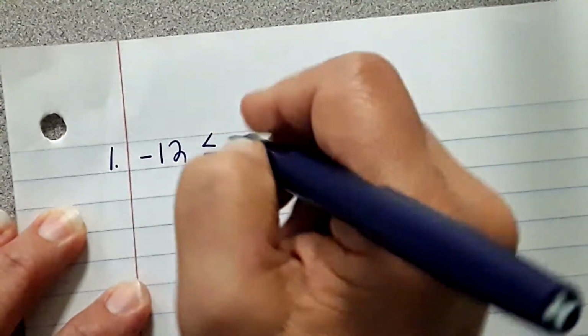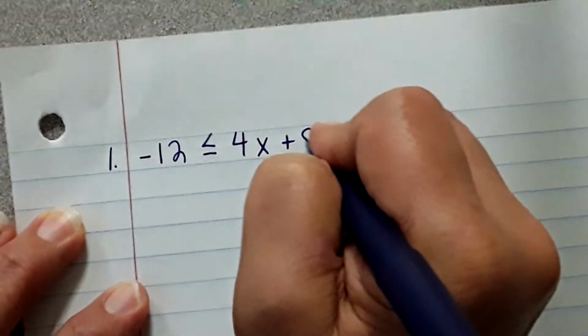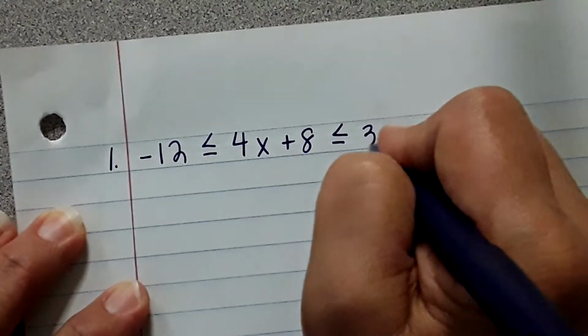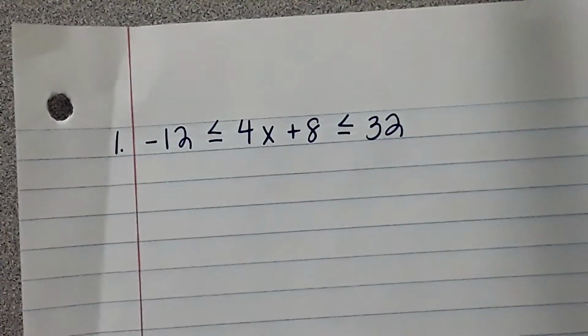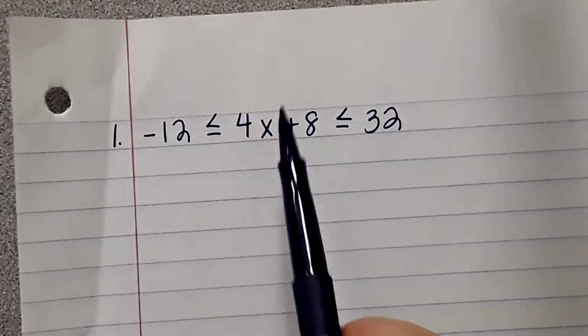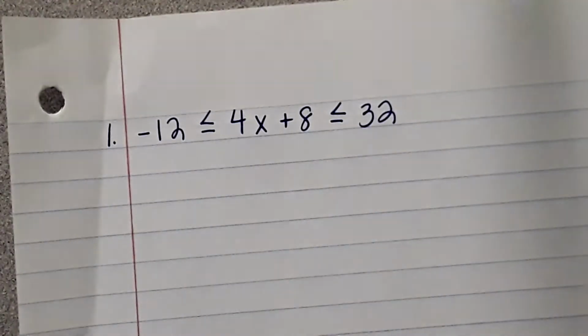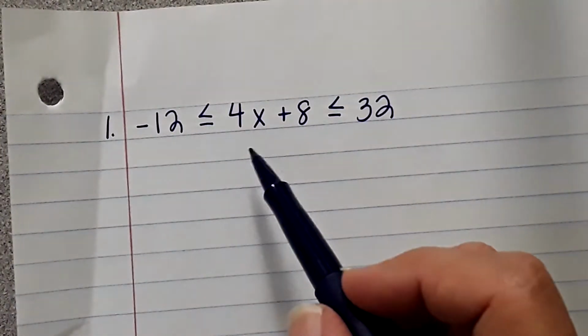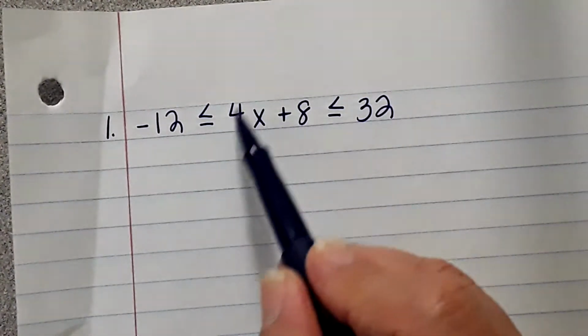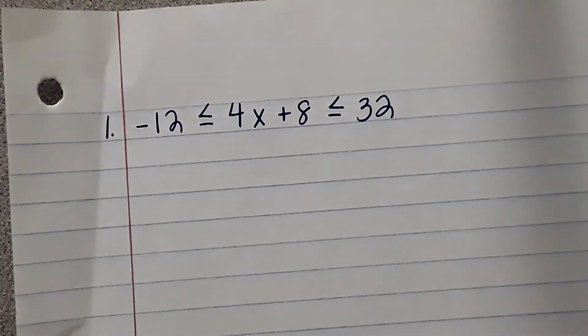-12 is less than or equal to 4x plus 8 is less than or equal to 32. I'm going to say that 95% of the time, when there is something in between two numbers, it's going to be an and, and we're looking for the intersection. You know, in math, there's always that percentage that doesn't fall into this, but for the majority of problems set up like this, it's going to be an and problem.